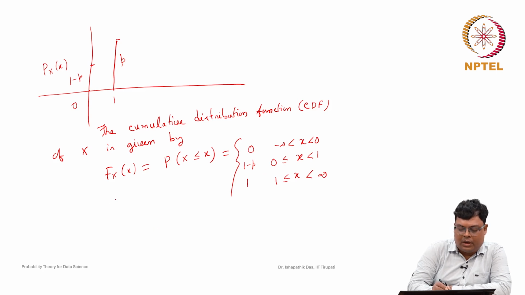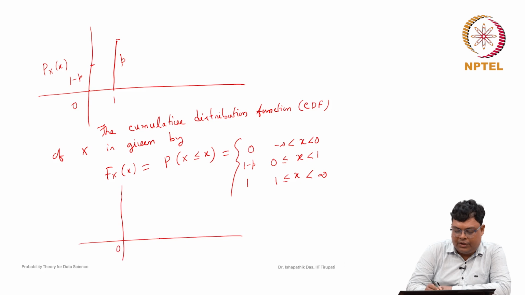So, if you want to graphically represent this cumulative distribution function, it looks like this. This is 0, this is 1. Now, F_X(x), suppose you want to represent it graphically. This cumulative distribution function will be 0 up to this, then at 0 it is nothing but 1 minus p. So, this is the value.